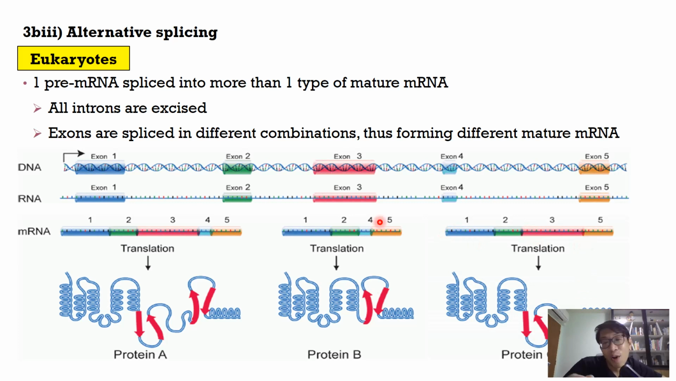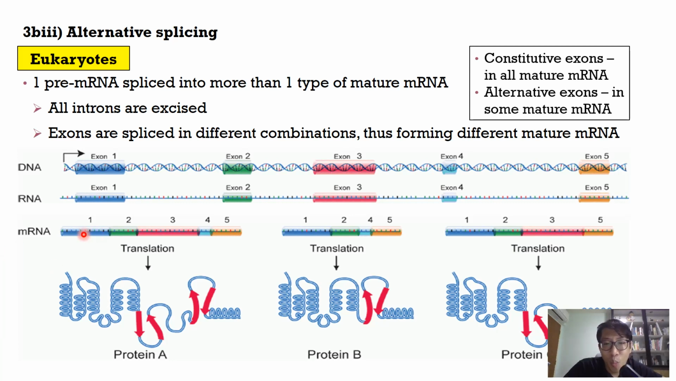I hope this is clearer. You can see all the introns are excised, as I've mentioned, and exons are joined in different combinations. Some exons are joined, some are not, forming different mature mRNA sequences, which go on to be translated into different proteins. Exon 1 and exon 2 are always joined together in these 3 scenarios, so exons 1 and 2 are known as constitutive exons. Exons that may or may not be joined in different alternative splicings are called alternative exons.